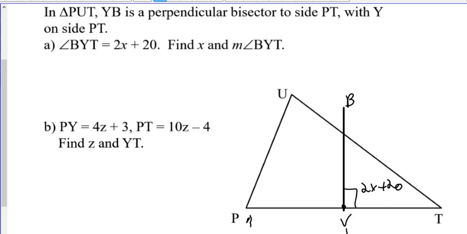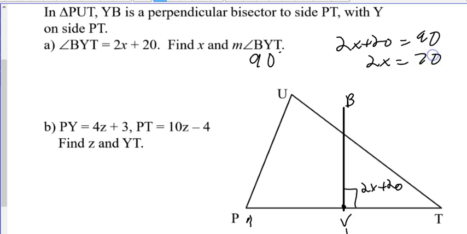Find x and BYT. Well, we already know what BYT is. That's 90 degrees. We don't have to do any math for that. It's a 90-degree angle. But to find x, we need to do 2x plus 20 is equal to 90. Now subtract 20, you get 70. And when I divide by 2, x is 35.